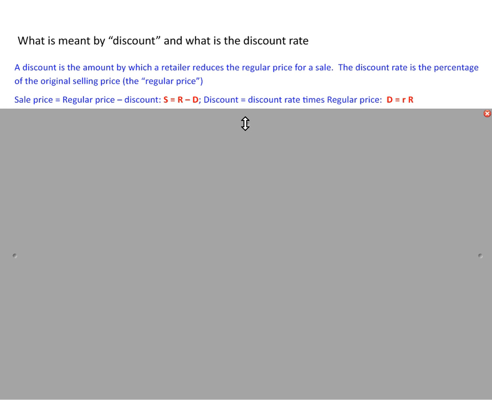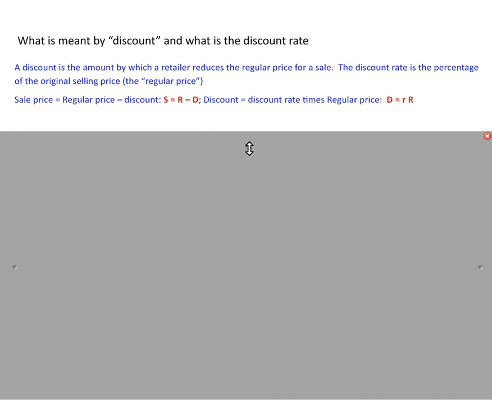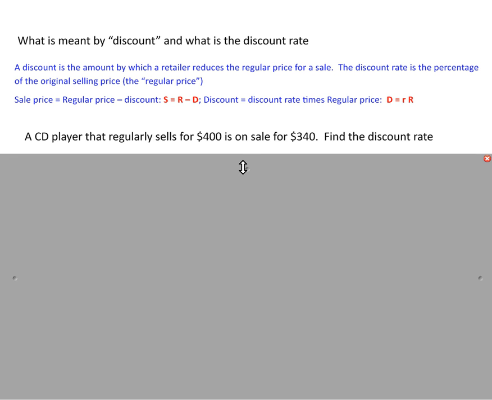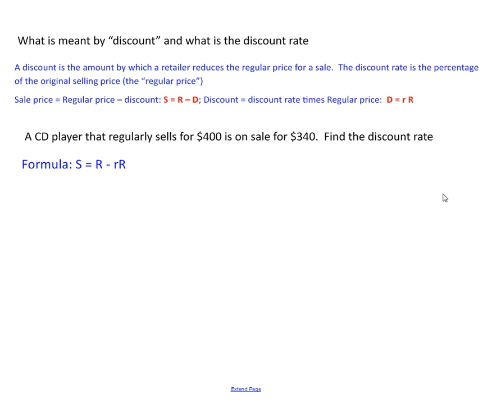Well, let's go for an example to illustrate this idea. In this problem, we're told that a CD player regularly sells for $400 and is on sale for $340. Seems like a pretty good sale. Let's find out what the discount rate is. To do this, we're going to need a model. And here's our formula that we use in this particular case.